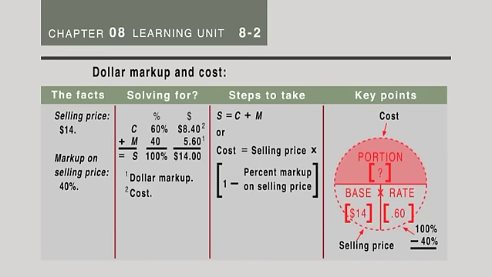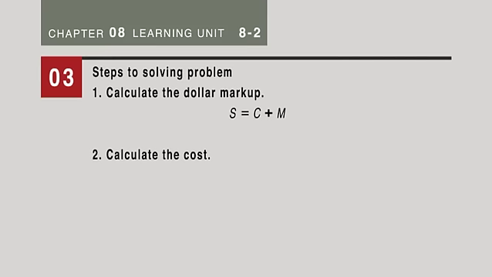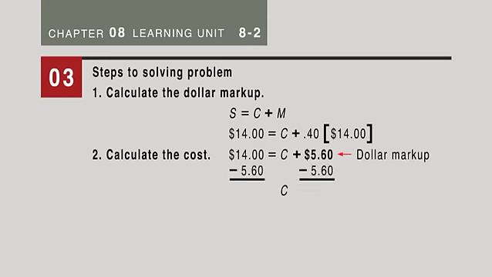So there's the blueprint, and the selling price is $14. The markup on the selling price is 40%. So we're going to be solving for what that cost is, and you can see that we have the selling price of $14 equals the cost plus 40% times the quantity of $14. That brings us down to the cost equals $8.40.